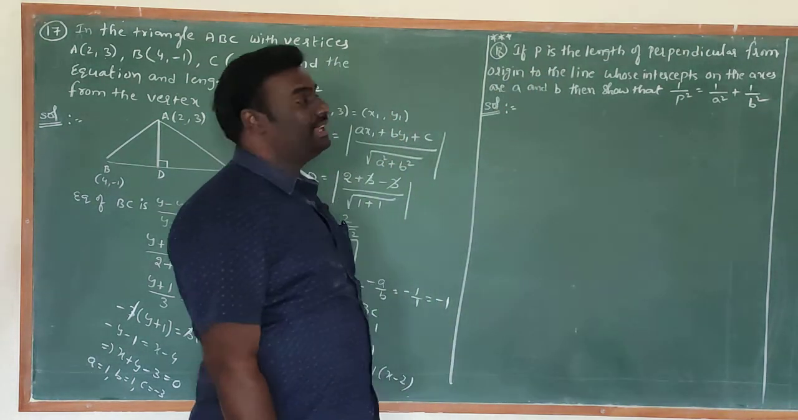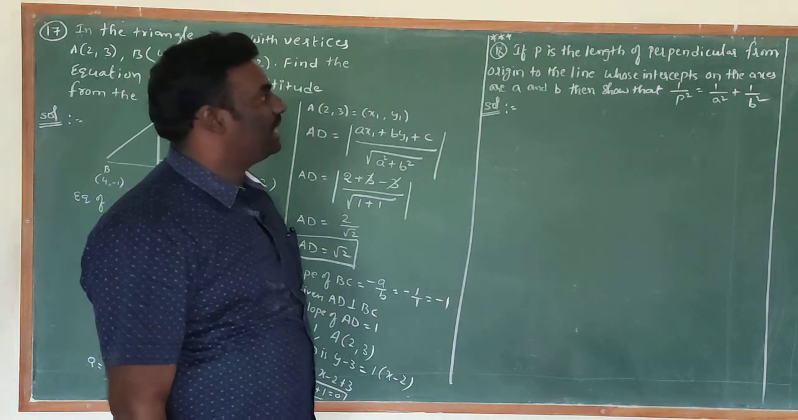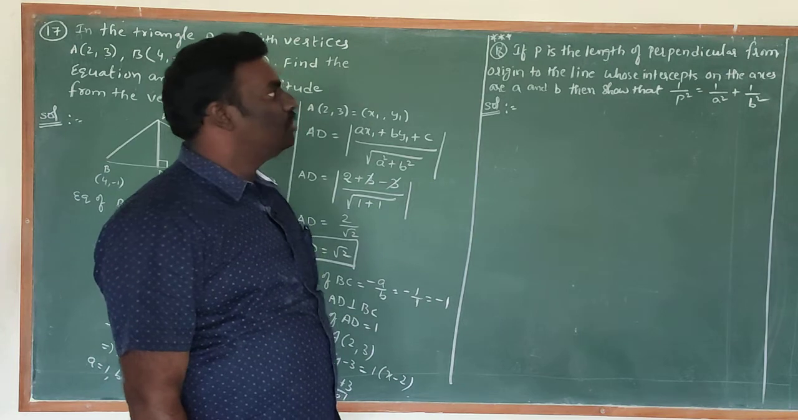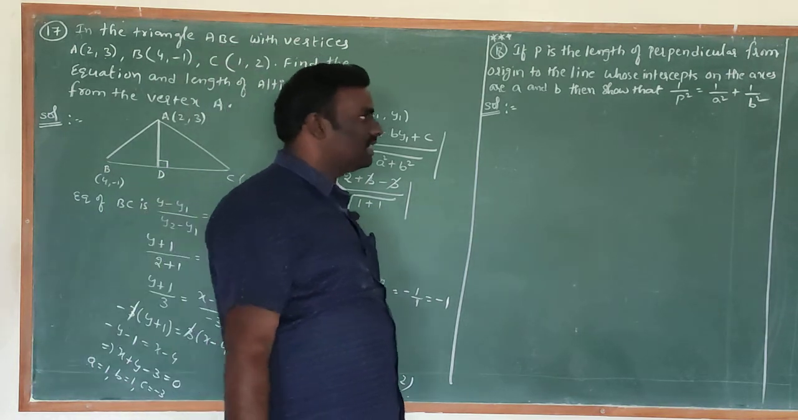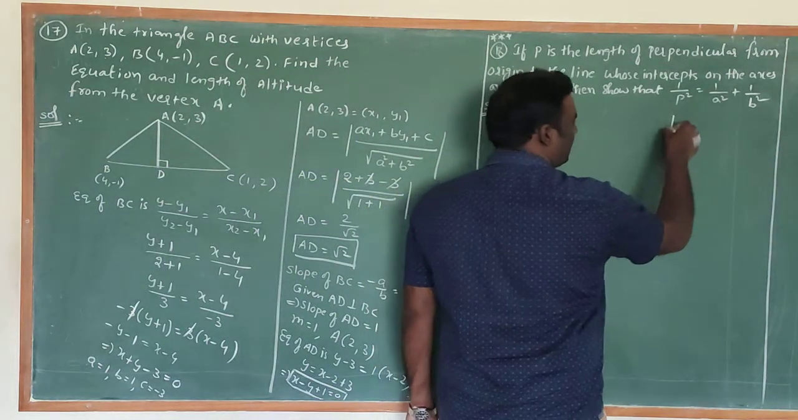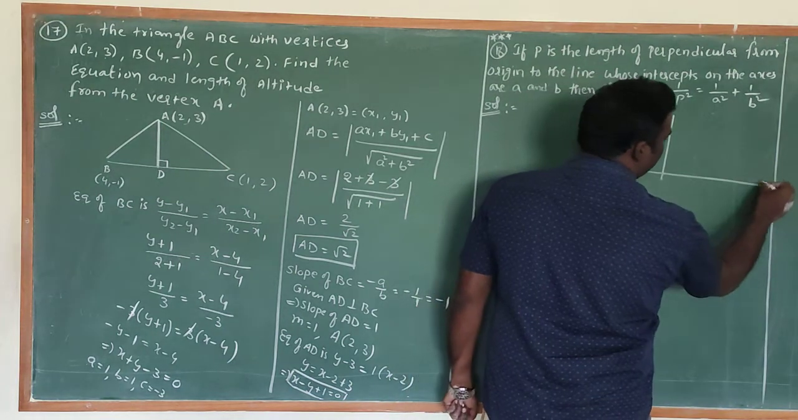See, if P is the length of perpendicular from origin to the line whose intercepts on the axes are A and B. First I will draw the diagram. So these are the axes.